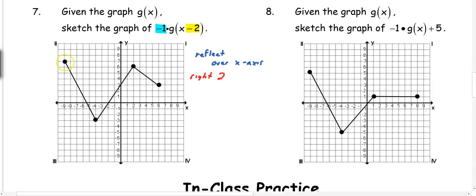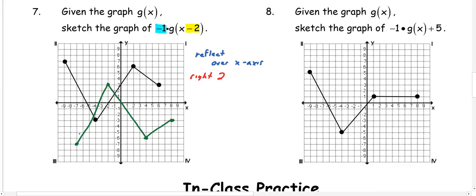So first I'm going to go to this dot. I'm going to reflect, so I'm down 7, and then I have to move right 2. From the next dot, I'm 3 to the x-axis, so I go up 3, right 2. From the third dot, I'm 6 from the x-axis, so I go down 6, right 2. From the last dot, I'm 3 from the x-axis, so I go down 3, and then right 2. The reason that we reflect before we move left, right, up, or down is because reflection is multiplication, and in an order of operations, remember, we always multiply before we would add or subtract.